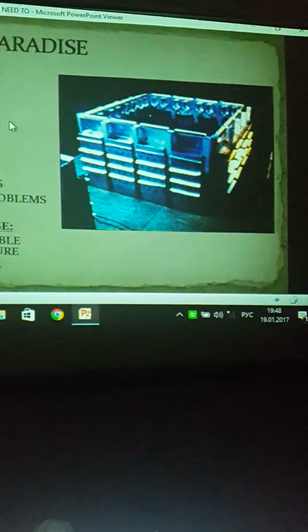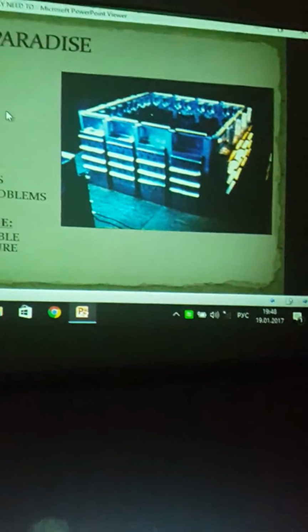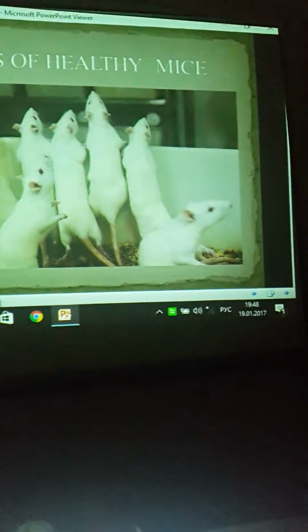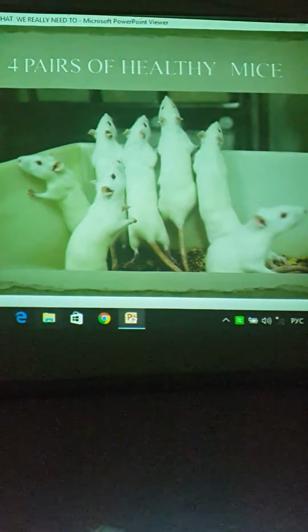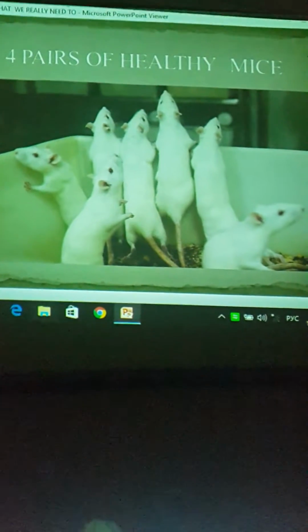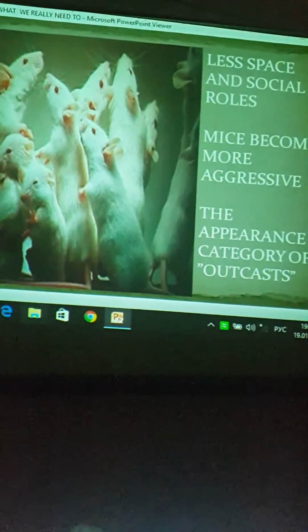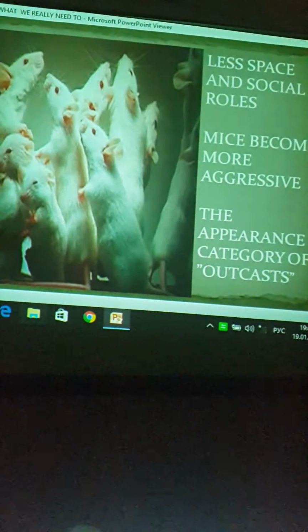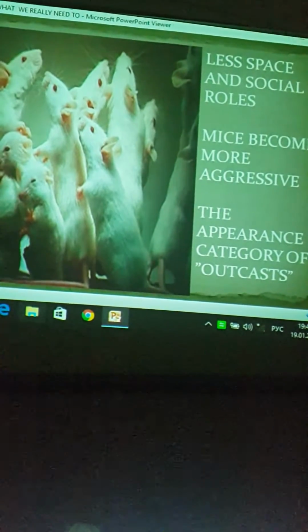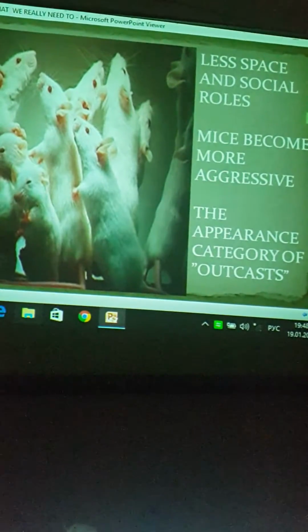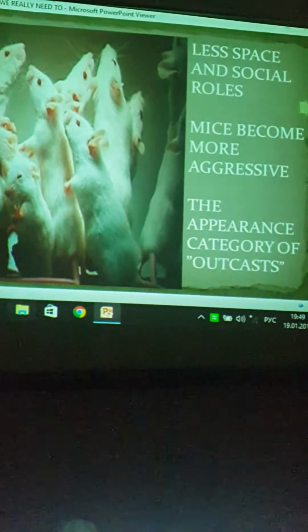there were some problems. Next slide. The problem was that in this cage were put just 4 pairs of healthy mice, and scientists were looking at how they would be doing in this cage. And after some time, they saw that these pairs of mice understood in which mice paradise they were, and they began to breed rapidly. This growth was really very huge, because every 55 days the amount of mice doubled.